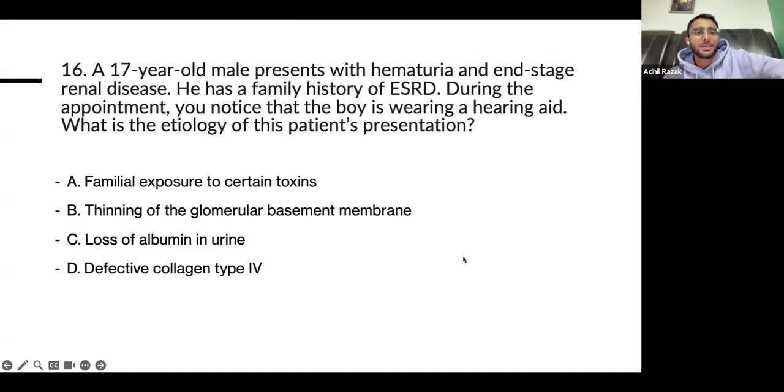Number 16. A 17-year-old male presents with hematuria and end-stage renal disease. He has a family history of ESRD. During the appointment, you notice that the boy is wearing a hearing aid. What is the etiology of the patient's presentation? Another very simple, straightforward question.